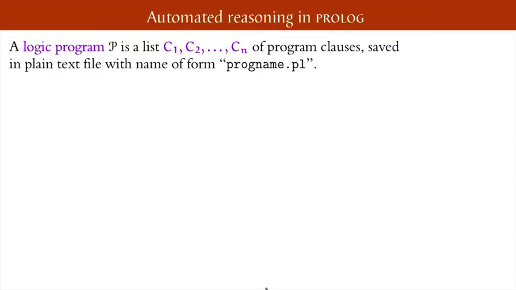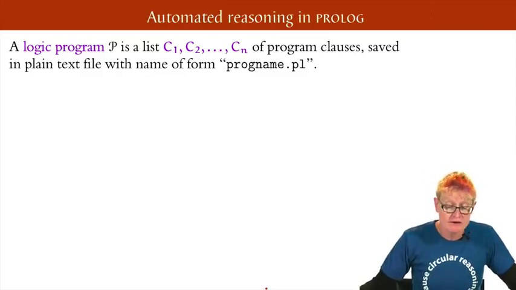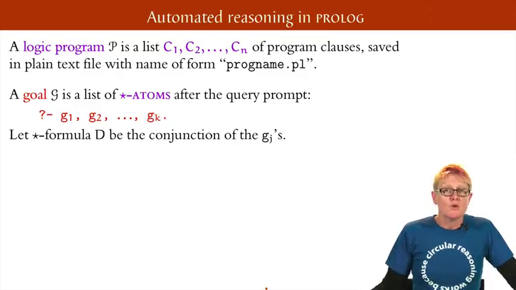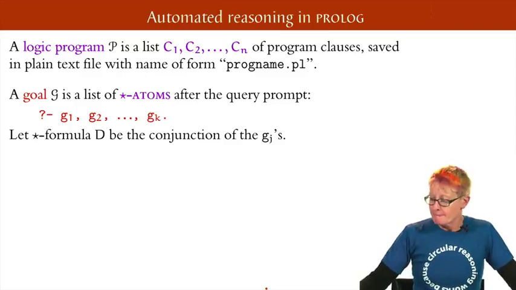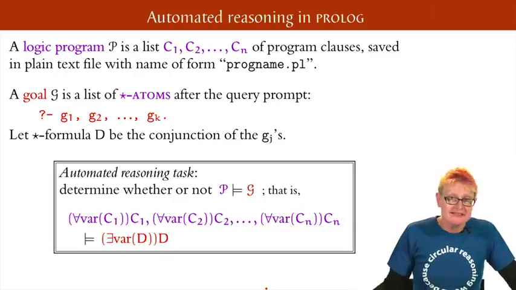Okay, so in summary, a logic program P is a list of program clauses with variables understood as universally quantified, whilst a goal G is a list of star atoms with the variables understood as existentially quantified. The automated reasoning task is to determine whether or not the existentially quantified goal formula is a logical consequence of the universally quantified program clauses.